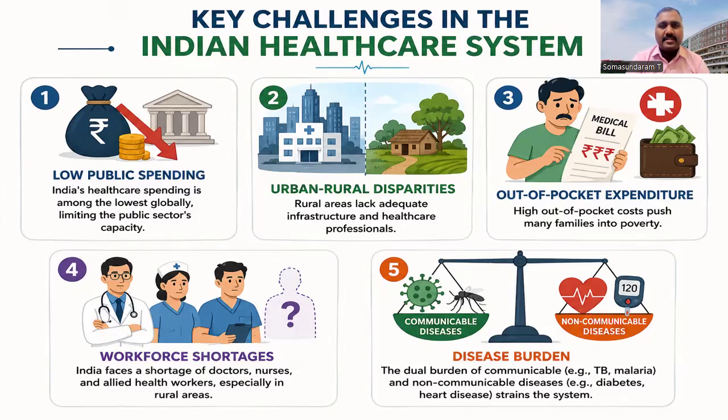Second, differences between urban and rural. You can see a lot of variances between hospitals located in urban and rural areas. That's another major challenge in our Indian healthcare system. Most of the time, whenever we go to hospitals for treatment, we need to spend our own money, unless we have insurance, in which case we can get reimbursement. The fourth important thing is shortage of workforce. People are not located or designated properly in hospitals, especially government hospitals. And the last one is communicable and non-communicable disease.